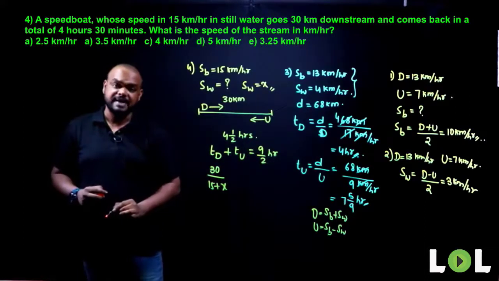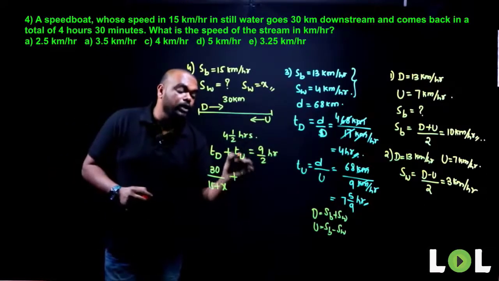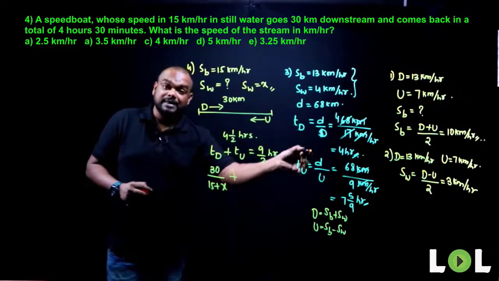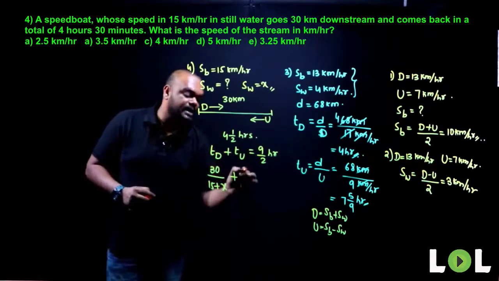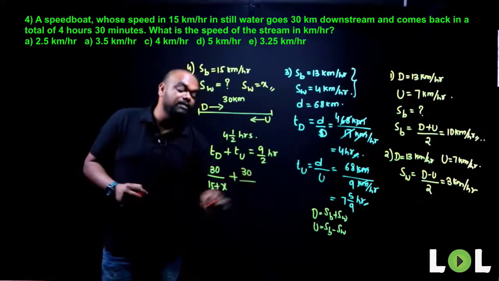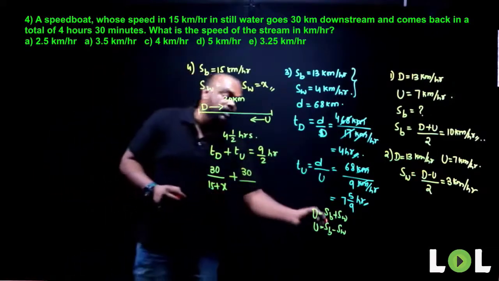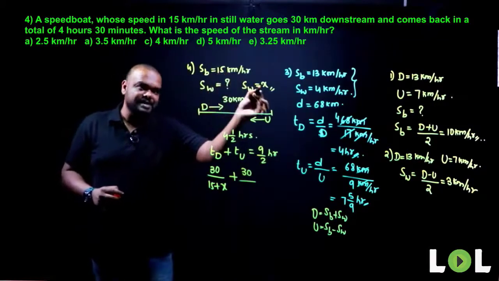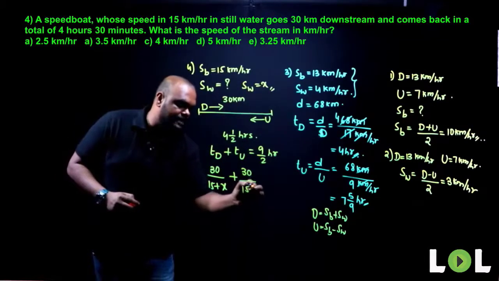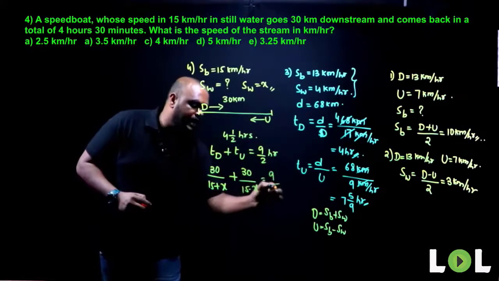Plus time taken during upstream. That is again distance divided by upstream speed. What is the distance? The same distance, it is coming back: 30 kilometers divided by upstream speed. How do we calculate it? SB minus SW. SB is 15, SW is x. So 15 minus x. That should be equal to 9/2 hours.